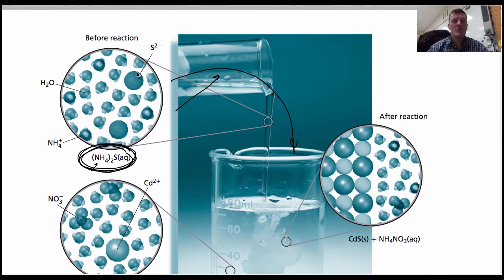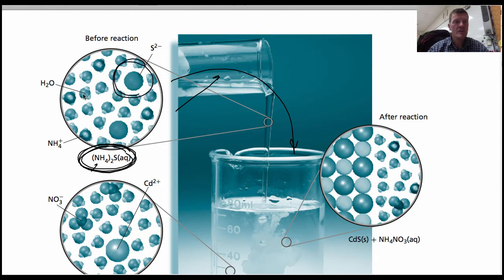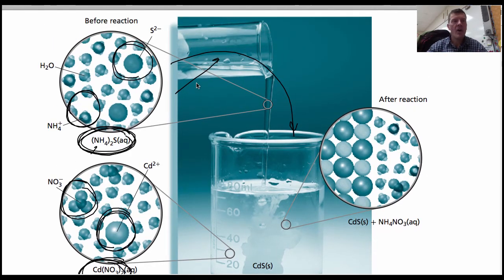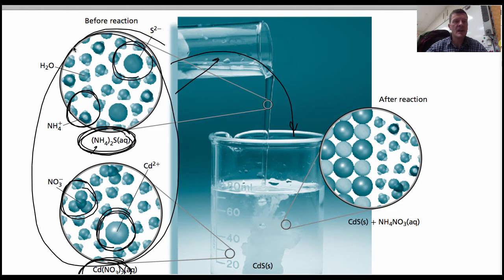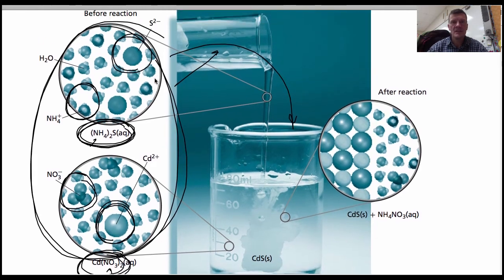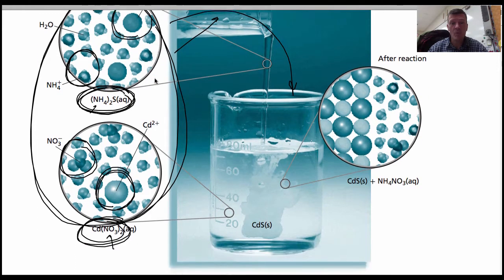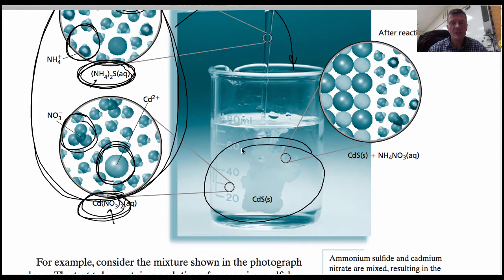What happens? Well, remember, in solution, these ions are free. So here's the sulfide ion surrounded by water. Here's the ammonium ion surrounded by water. Down here, here's the cadmium ion surrounded by water. Here's the nitrate ion surrounded by water. They're free. They're not holding hands anymore in the solution. And now when you mix them, all four of these ions are going to be able to interact. Okay? That means if they bump into each other and form a compound that does not dissolve in water, it is going to form a solid.